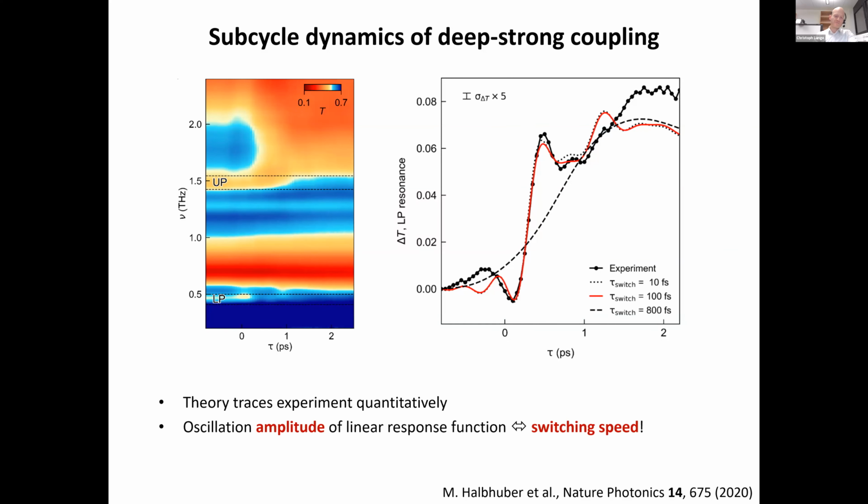So what does this mean? We have a lower polariton frequency of 0.5 terahertz. That's a cycle duration of 2 picoseconds. And then we switch the state off in just 100 femtoseconds. So that's just 5% of the cycle duration of the lower polariton.